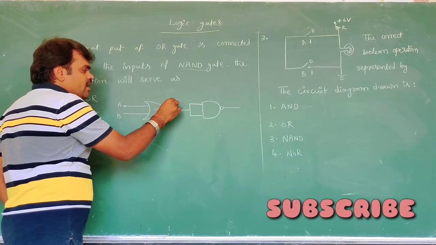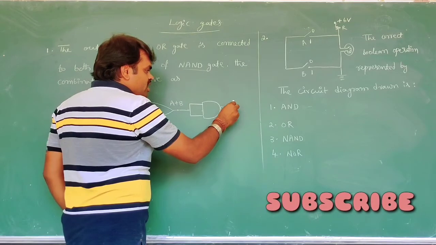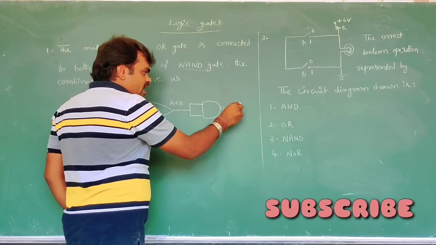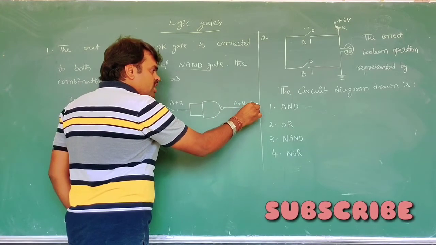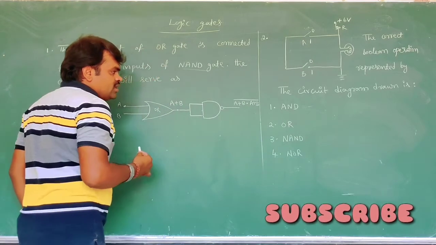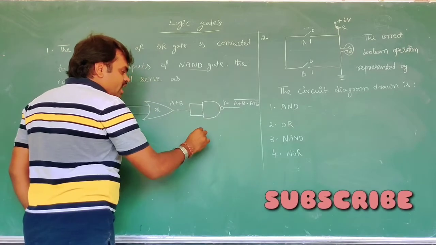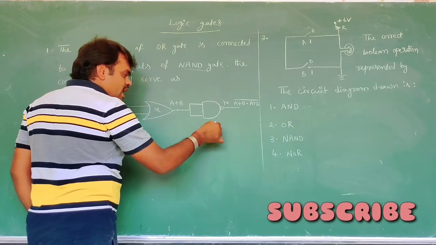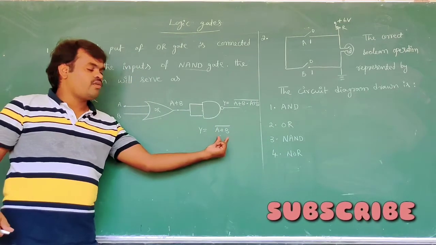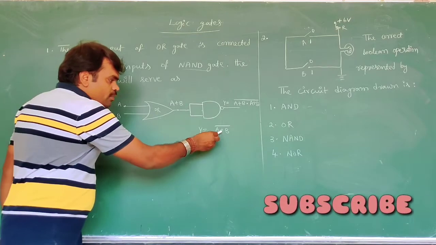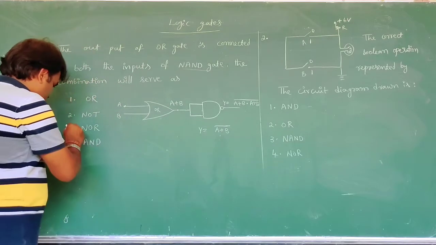The OR gate operation is A plus B. The NAND operation, here the input is A plus B. NAND means (A plus B) whole bar. Then (A plus B) dot (A plus B) is nothing but Y is equal to (A plus B) whole bar. Now A plus B is the OR gate, but the whole bar is the OR complementary. OR complementary is the NOR.